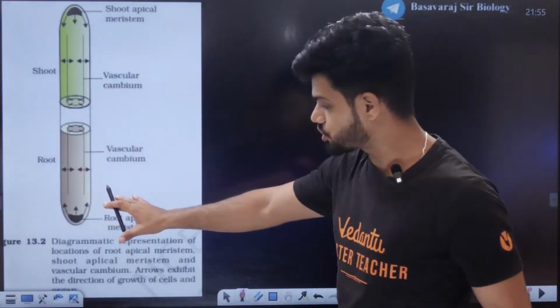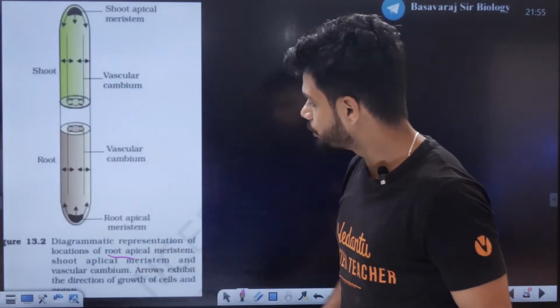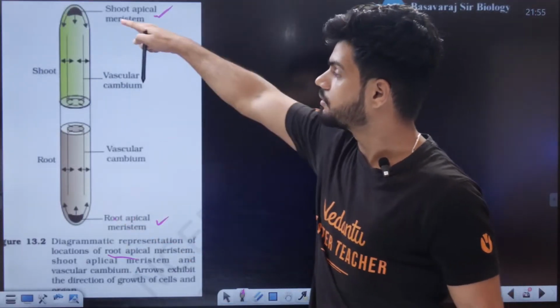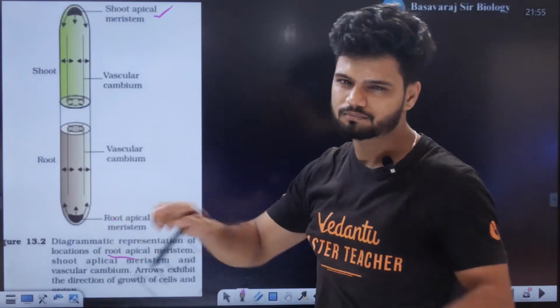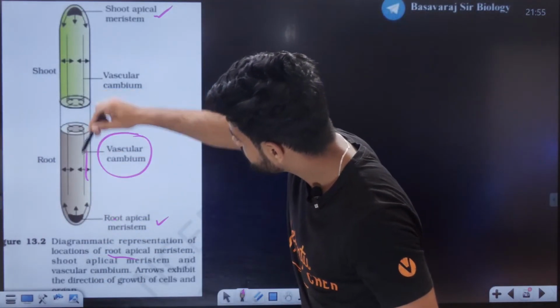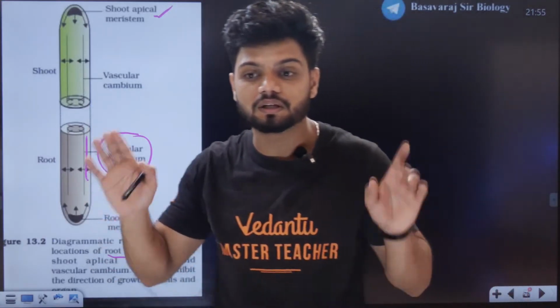It is a representation of the root apical meristem and shoot apical meristem. Can you see? Growing on top, growing on the bottom. That's all. There is also vascular cambium here, present on the sides. Vascular cambium is responsible for the girth.